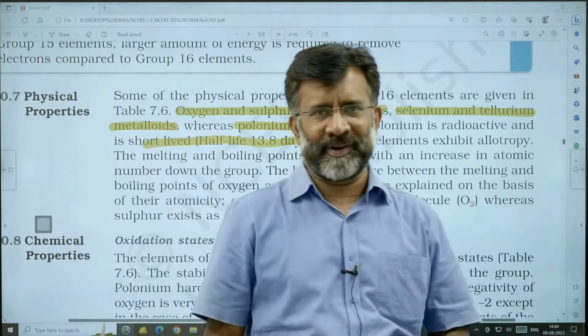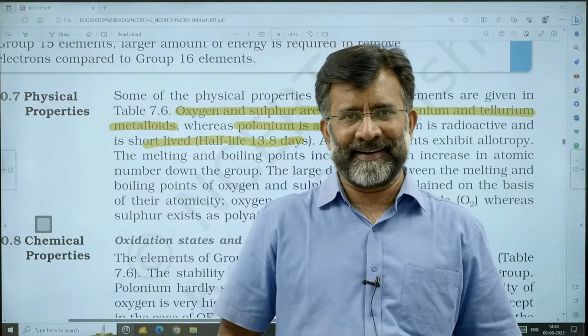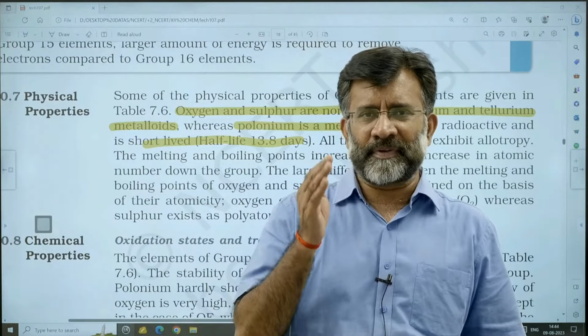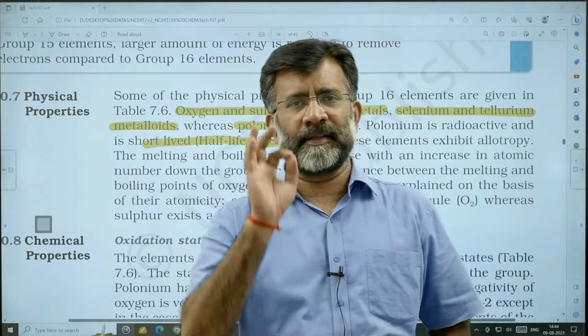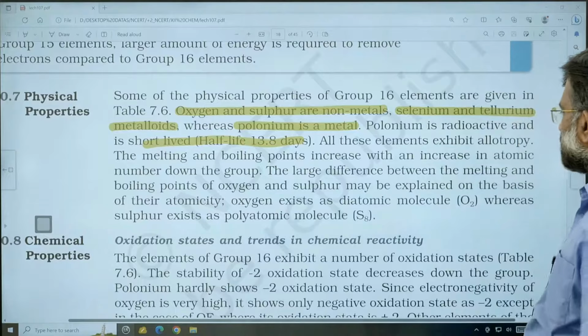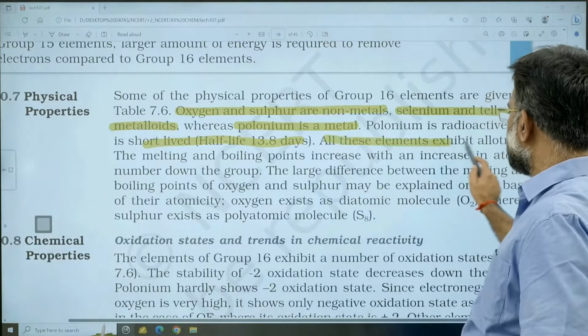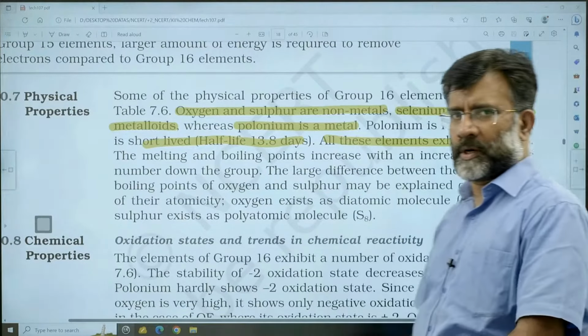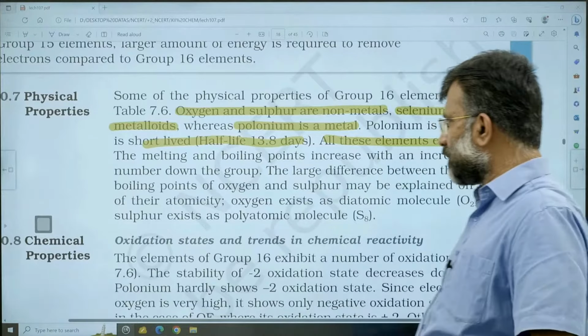What is meant by half-life? All of you know what is meant by half-life? Time taken for 50% conversion. That is called a half-life. Okay. All these elements exhibit allotropy. You know what is meant by allotropy.